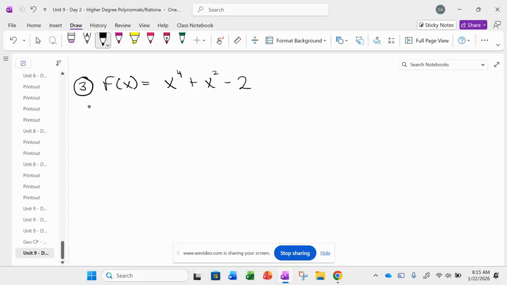So if we wanted to write from the beginning, you could write it as f of x equals x to the 4th plus 0x cubed plus x squared plus 0x minus 2. Now it's in a good format for synthetic. So once again, I want you to find the factors and the roots.